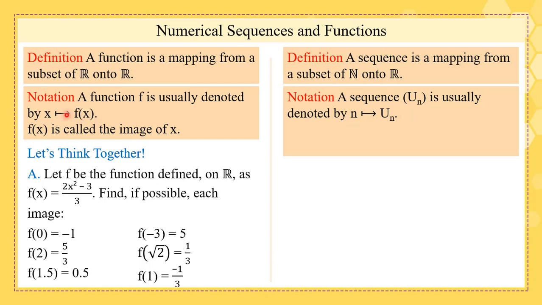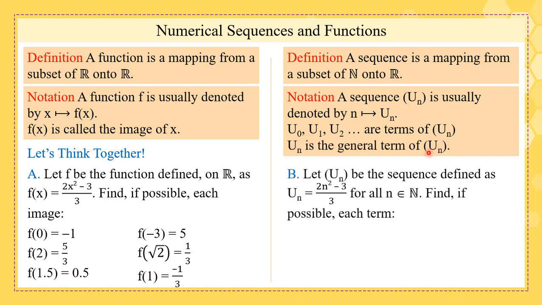You see the similarities. The terms of the sequence un are u0, u1, u2. So we don't usually use the same notation like this, but they do look like each other. un is called the general term of the sequence. Now, if we take this sequence, which is somehow the same as this function, you see here n belongs to N, and we need to find, if possible, each term.